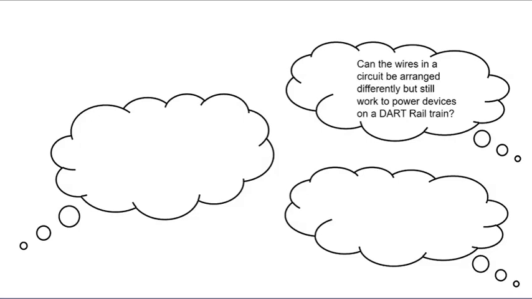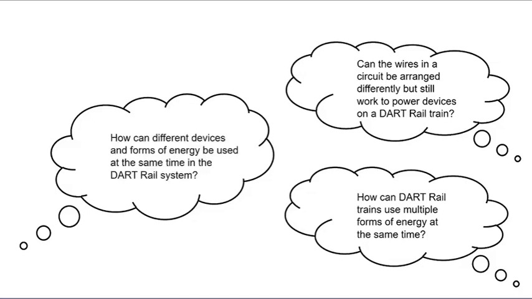Do you wonder, can the wires in a circuit be arranged differently but still work to power devices on a Dort rail train? Or maybe you want to know, how can Dort rail trains use multiple forms of energy at the same time? Today, we will compare different circuits to investigate the question, how can different devices and forms of energy be used at the same time in the Dort rail system?